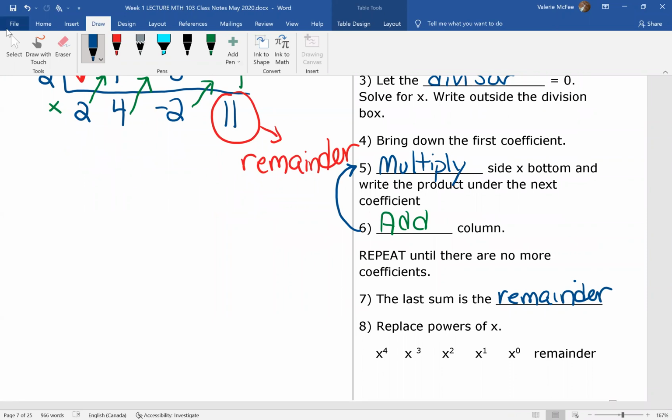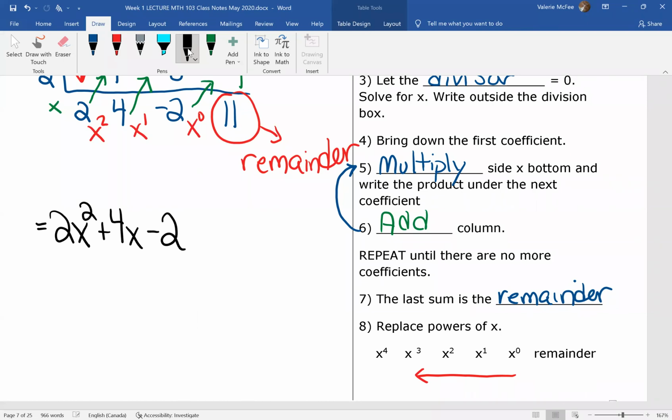Now we need to replace our powers of x, and we always replace them going from right to left, starting with x to the power of 0, x to the power of 1, x to the power of 2. So we see our answer for this question then is 2x squared plus 4x minus 2, remember that x to the power of 0 equals 1, plus the remainder over the divisor.